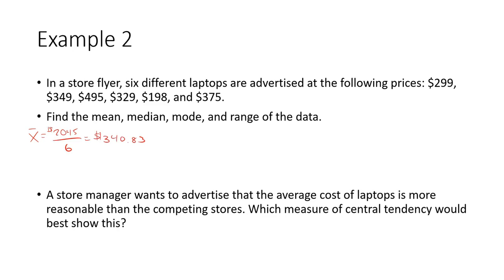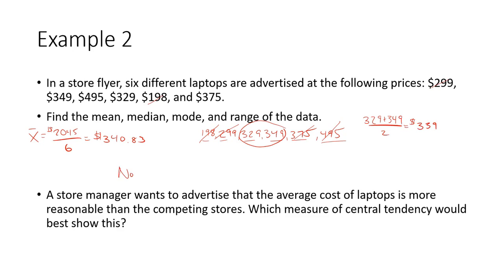The median is what we'll find if we list these all in order. So let's just list them in order. 198, 299, 329, 349, 375, and 495. And now if we want to find the median, here we have an even number of data values, so we want to take the 2 in the middle. We're going to add them up and divide by 2. And we get a median value of $339.